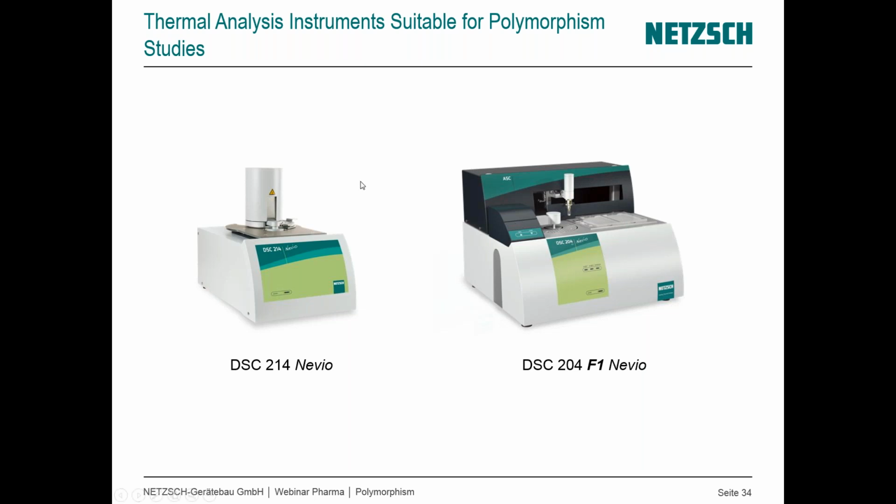So with NETZSCH instruments, we have two primary DSC instruments that are designed for analysis of pharmaceutical materials. We have the DSC 214 Nevio, and we have the DSC 204 F1 Nevio. We can see both of these are equipped with an automatic sample changer. One has a nice magazine for 20 samples.